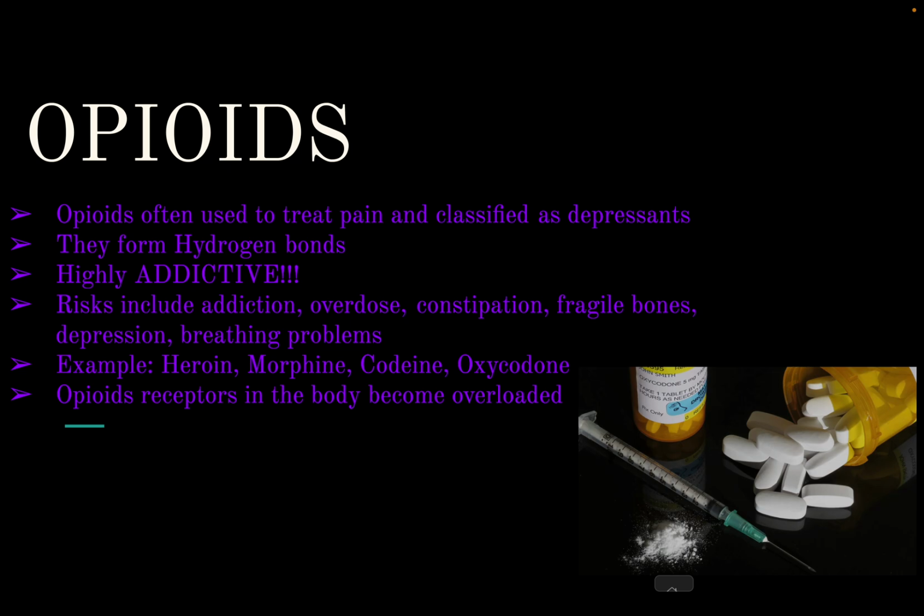So the depression and the breathing problems come from the activity that occurs in our brains with our neurons and our exhausted neurons after we come down from the high. Examples are heroin, morphine, codeine, and oxycodone. And so we already have opioid receptors within our bodies. So when we supply them with excess, they get overloaded, and then later we crave them more when we crash.